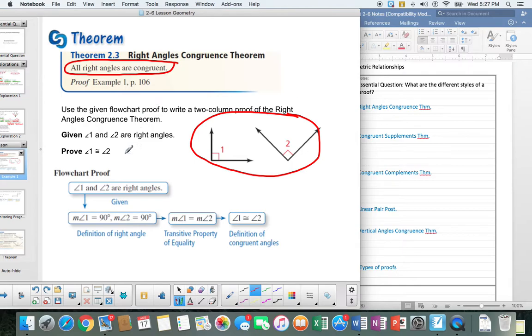It's in a flow proof format. We start off with a given, and right angles means they equal 90. And since they're both equal to 90, they're equal to each other, transitive property. And we can change equality to congruence by the definition of congruence.